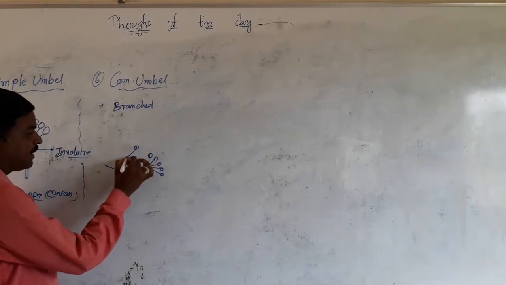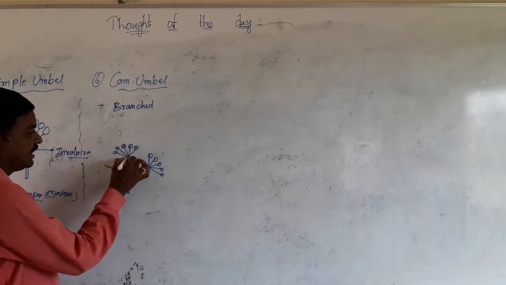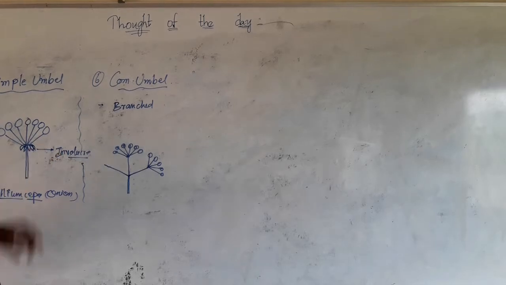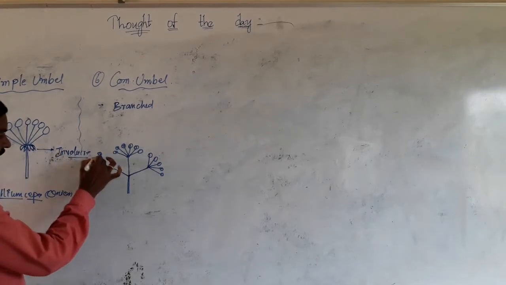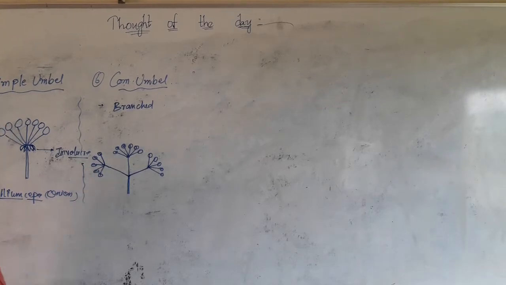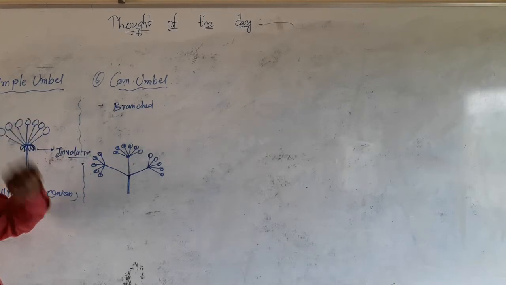And these branches also produce a number of flowers in a cluster, and it is also a simple umbel. And this is also another simple umbel. So here the pedicle is branched. Every branch resembles a simple umbel.